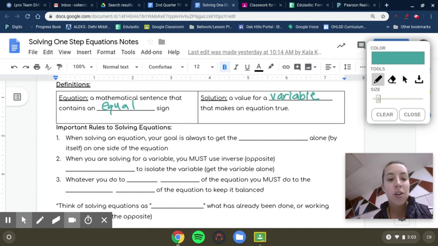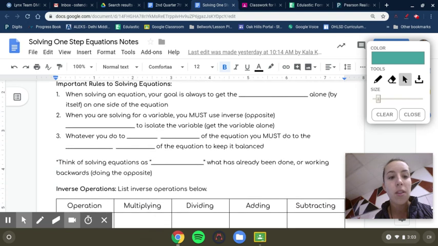Okay, so let's go ahead and talk about the rules and what those mean and how we're going to solve these equations. Okay, so number one, when solving an equation, your goal is to always get the variable alone, by itself or on one side of the equation. When you're trying to get the variable alone and you're solving for a variable, you must use inverse operations, or opposite operations, okay? And that is how you're going to isolate the variable or get the variable by itself or alone, okay?